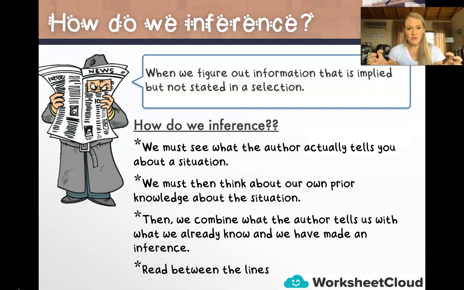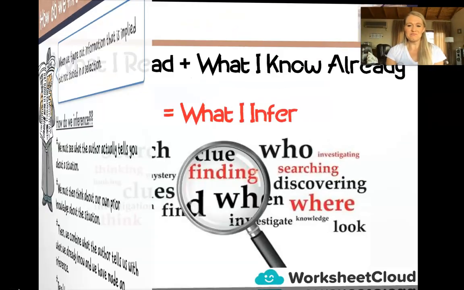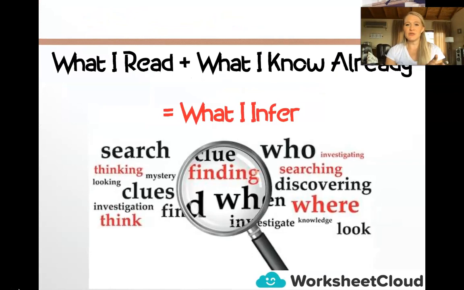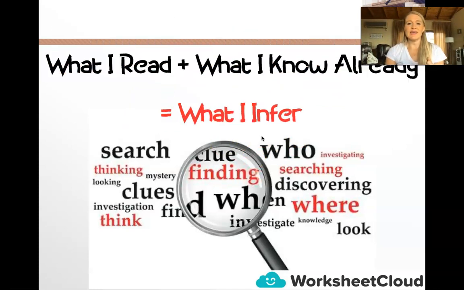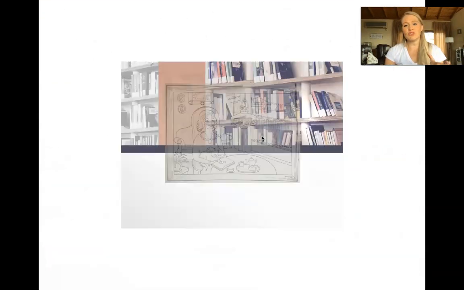So there are two parts of inferencing: the clues from the text, the textual information, plus your knowledge, and together you then form an inference. If I have to put it into a little equation, inferencing is what I read plus what I know already equals what I infer. It's always important to remember that.